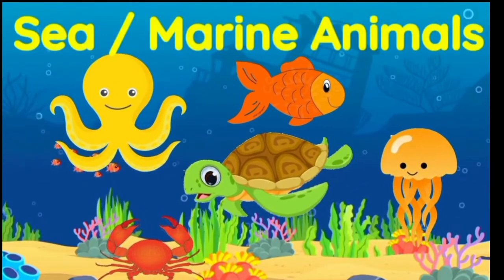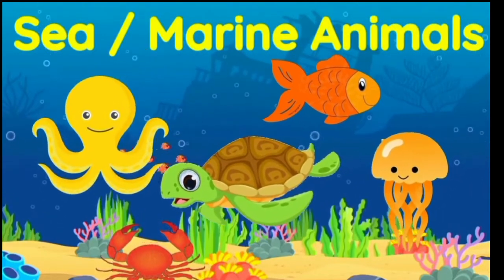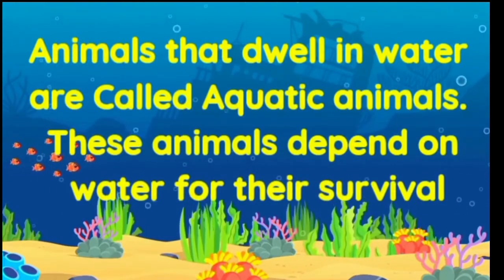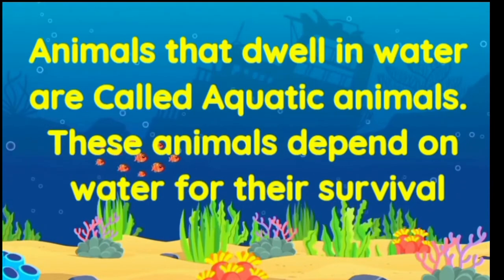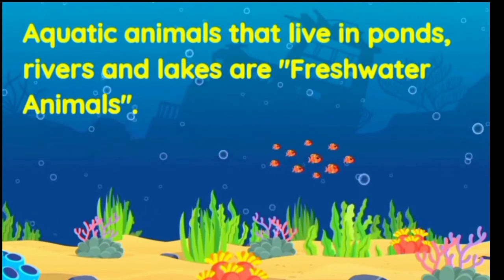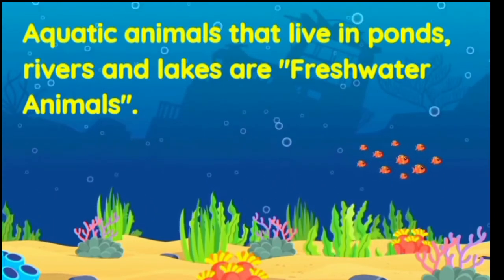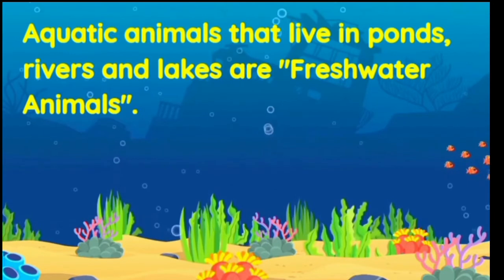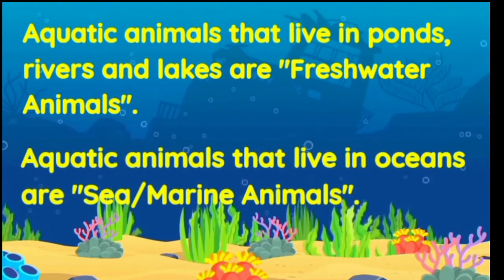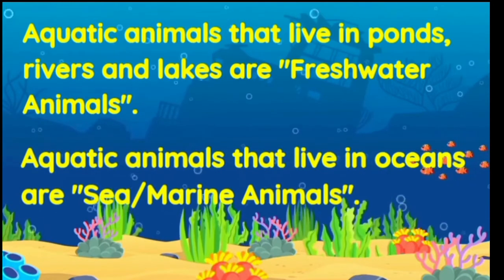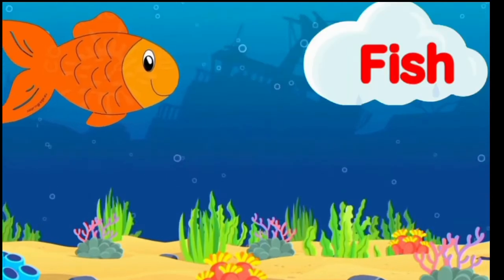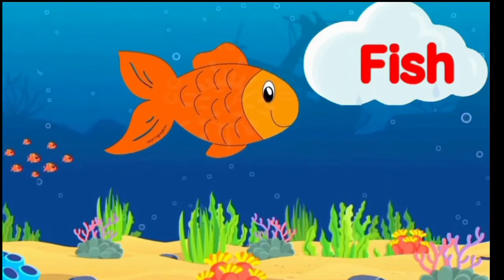Aquatic animals are also known as sea or marine animals. Animals that dwell in water are called aquatic animals. These animals depend on water for their survival. Aquatic animals that live in ponds, rivers and lakes are freshwater animals, whereas aquatic animals that live in oceans are sea or marine animals. So let's see few aquatic animals.